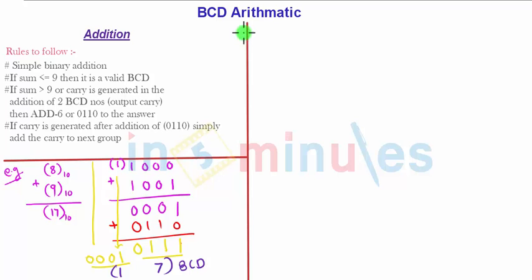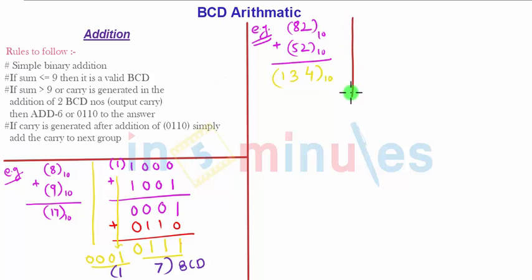Let us try to solve example number 2, in which you need to add 82 decimal plus 52 decimal. Now we will perform the simple addition and the answer will be 2 plus 2 is 4, 8 plus 5 is 13. So the answer will be 134 in decimal format. Now let us try to solve this in BCD. I will write down 82 and 52 in packed BCD format.